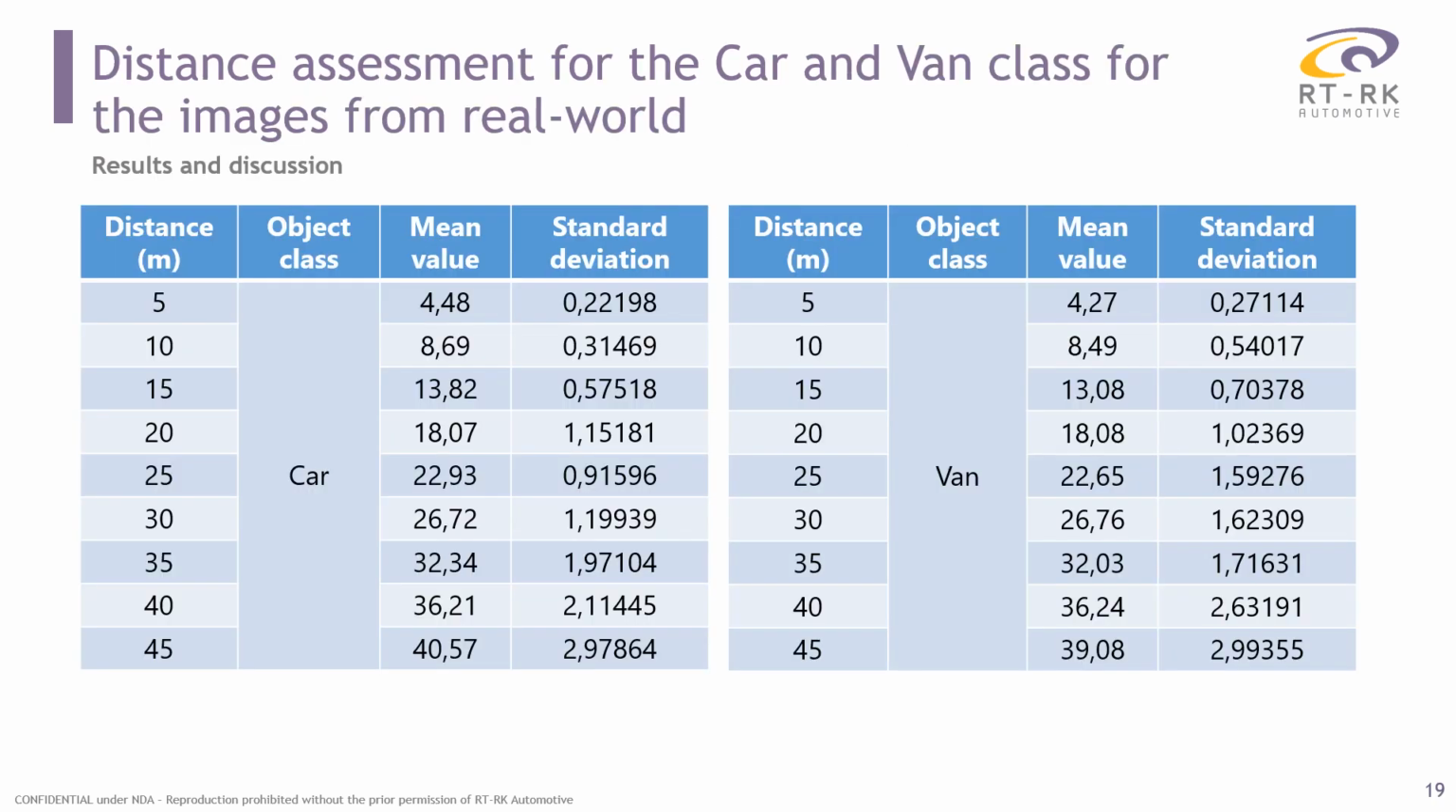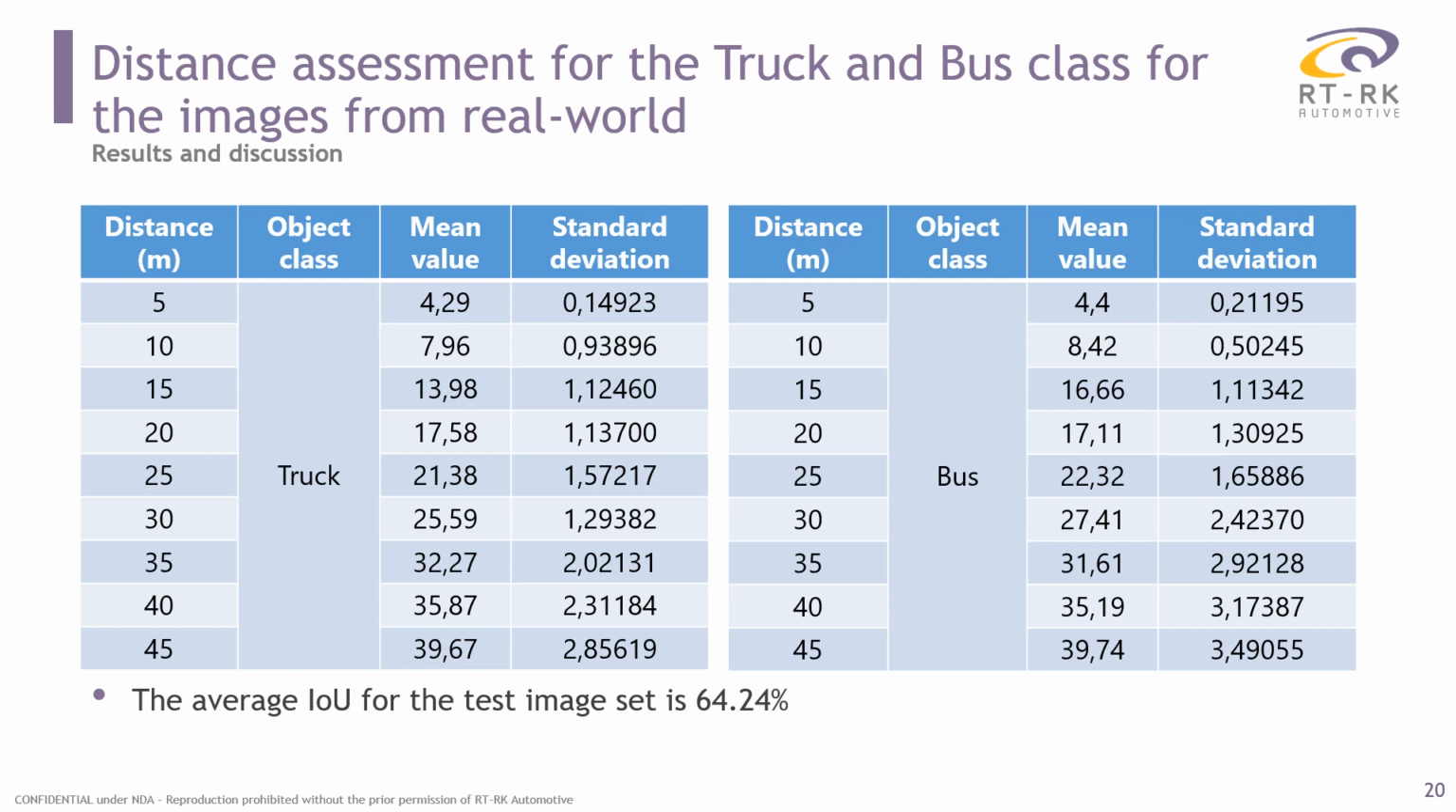On this slide, we can see results of testing distance assessment for the car and van class for the images from the real world. It can be seen from the table that as the distance from the detected object increased, the accuracy of the estimated distance decreased. These two tables represent results of testing distance assessment for the truck and bus classes for the images from the real world. The average intersection over union for the test image set for real world images is 64.24%.